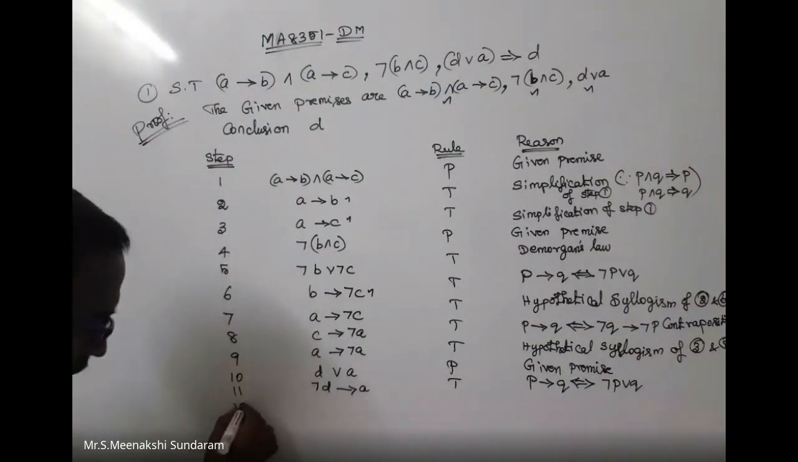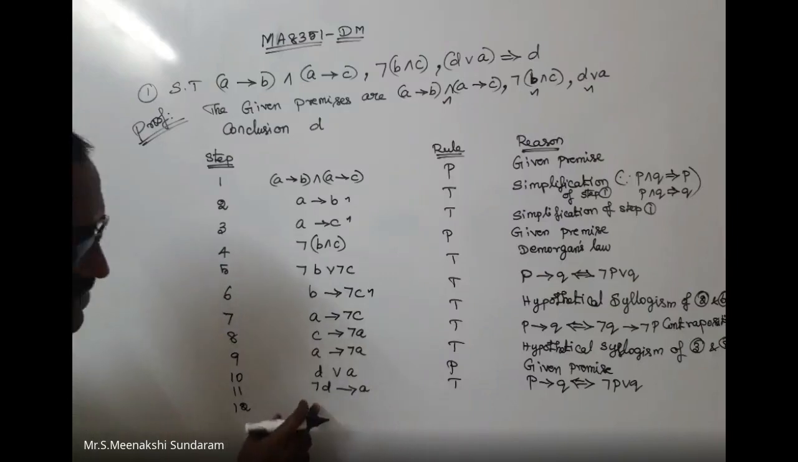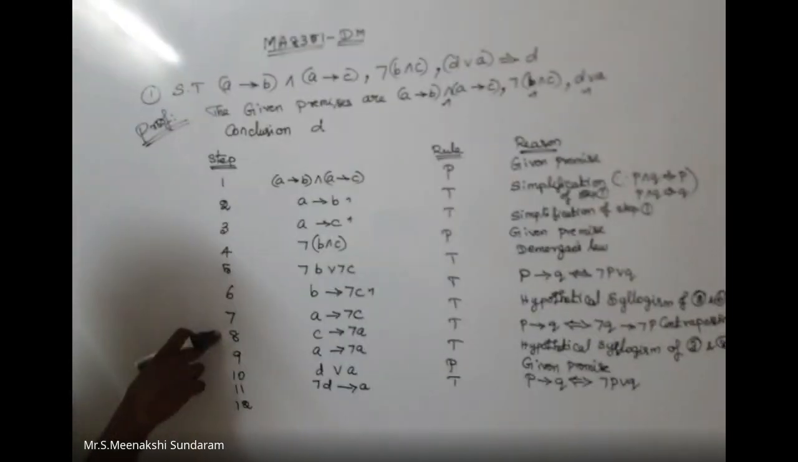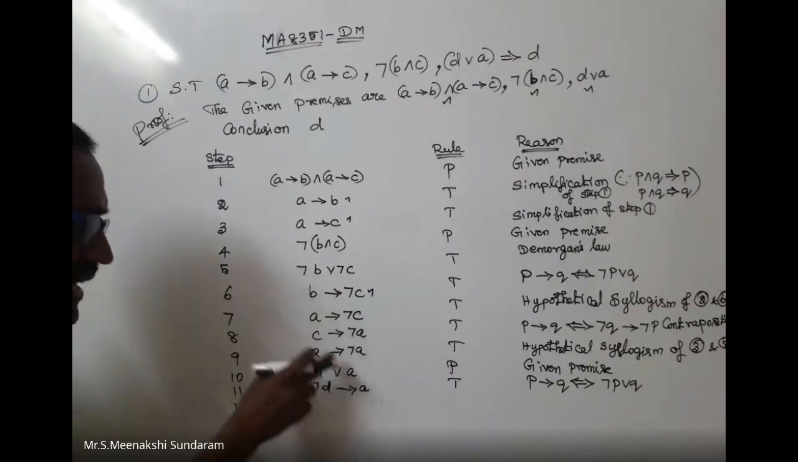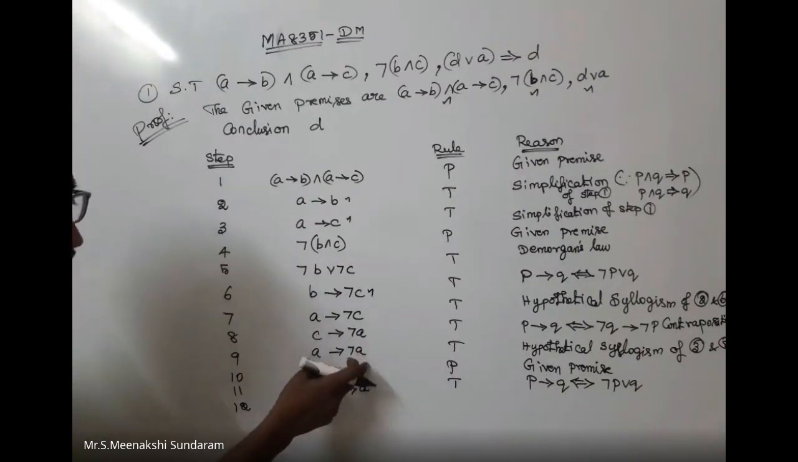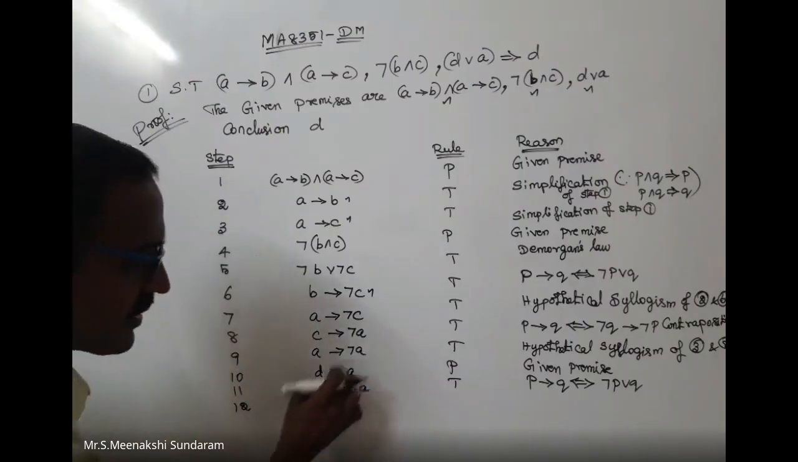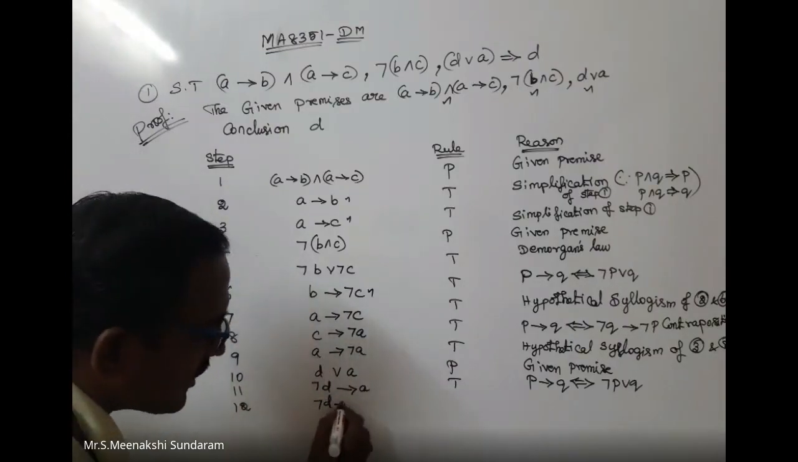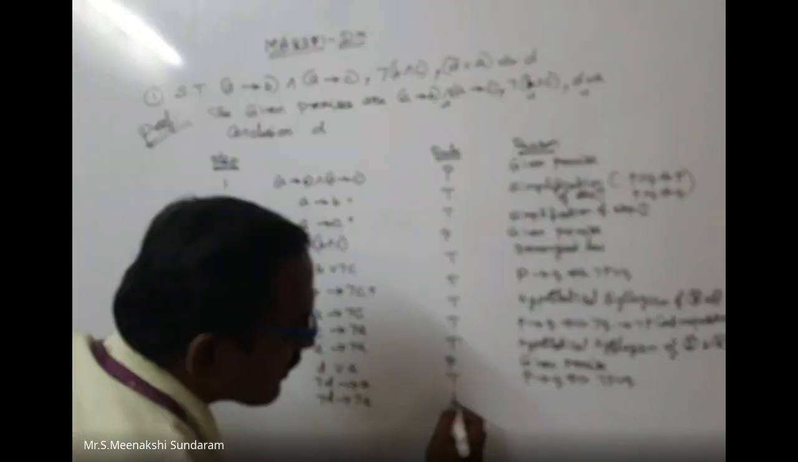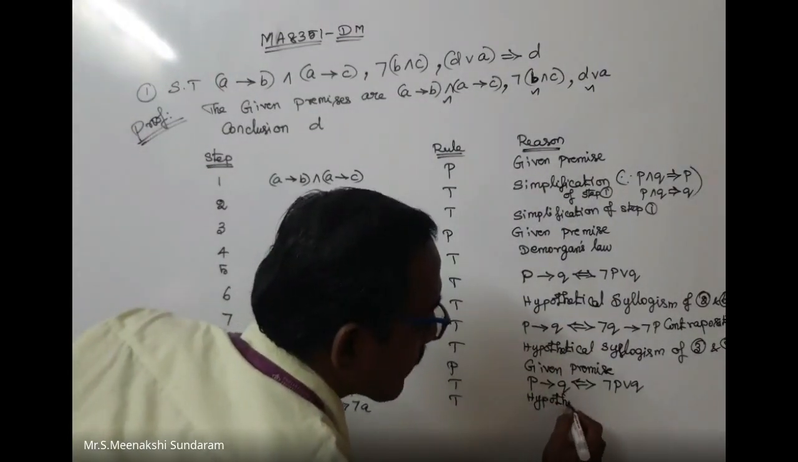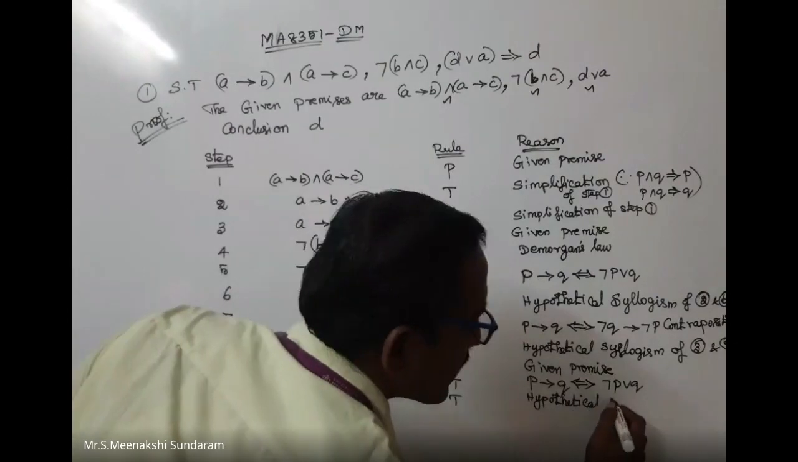So the 12th one. Again compare the steps, 11 and 8. Negation D tends to A, A tends to negation D. So I can write negation D tends to negation A. Hypothetical syllogism.